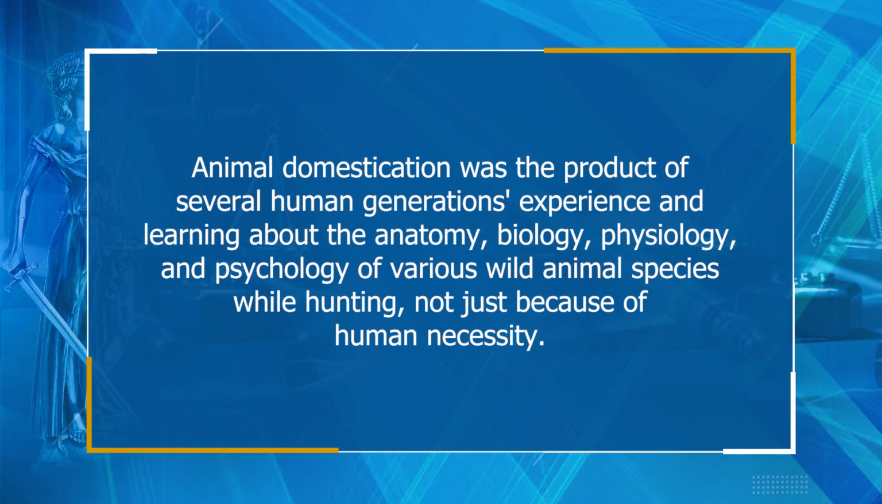Most academics agree that animal husbandry was a protracted and difficult process requiring several generations of both the domesticators and the domesticated. Animal domestication was the product of several human generations' experience and learning about the anatomy, biology, physiology and psychology of various wild animal species while hunting, not just because of human necessity. Although it is challenging to identify the precise time when domestication started, several reasonable explanations may be offered as to how the process of animal husbandry got started based on the information that is now available.